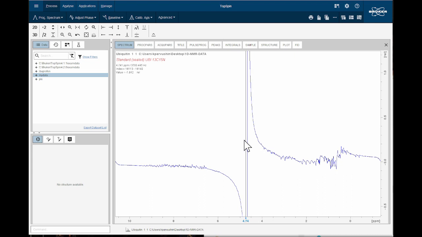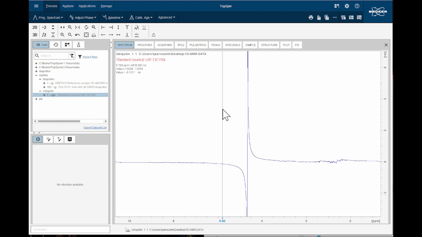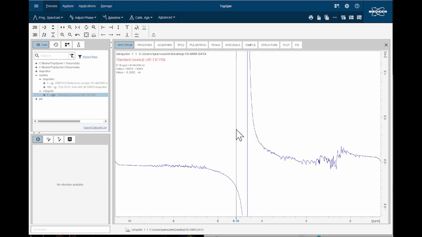Let's process the 1D proton spectrum of ubiquitin and quantify its concentration. So we open our datasets, which we linked before, and here it is, ubiquitin, the 1D spectrum of it. We need to start with processing of the spectrum: phasing it, baseline correcting, integration, and analysis.